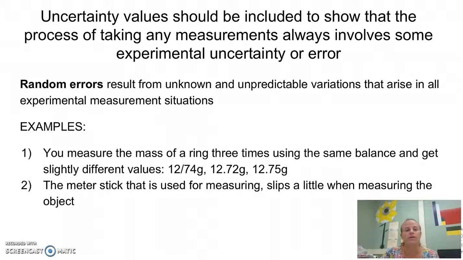And there are two types of errors that come from uncertainty. You've got random errors and systematic errors. Random errors occur once in a blue moon. They're unpredictable. They're unknown. So let's say I measure the mass of a ring 3 times and I get 3 different values. Maybe I forgot to calibrate that machine in between measurements. Let's say that I'm using a meter stick and someone bumps into the table and that meter stick gets jolted. That would be an example of a random error.